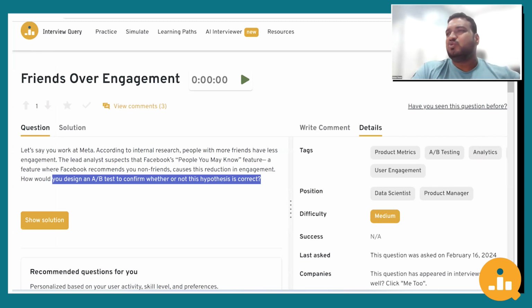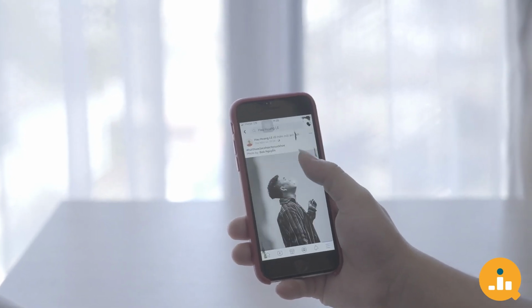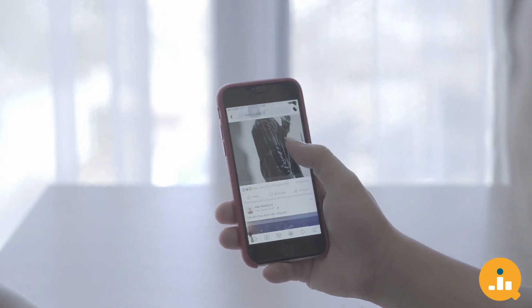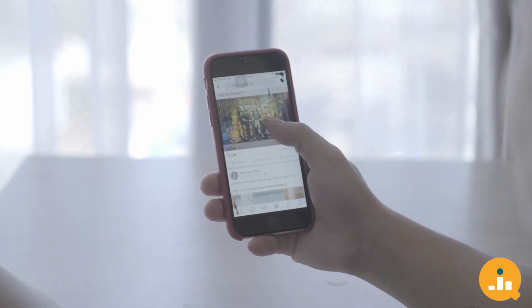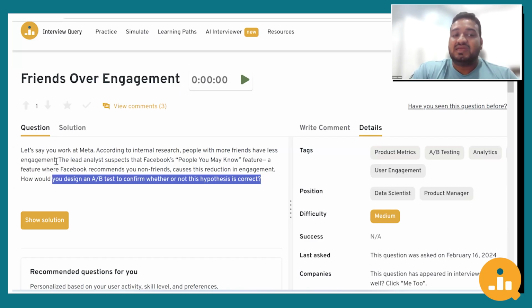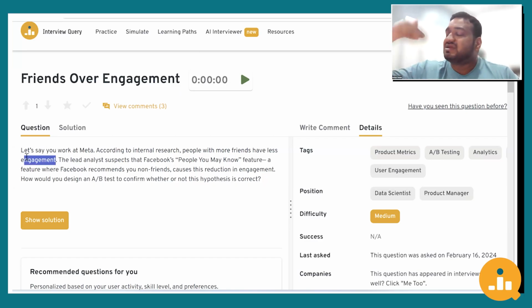are still seeing the People You May Know feature, and another is test where, let's say, we are not showing this feature. And then we will see if, during the experiment period, there is a statistical decline in the engagement or statistical increase in the engagement as soon as we stop showing the People You May Know feature. Okay. So this is how you generally design your experiment.